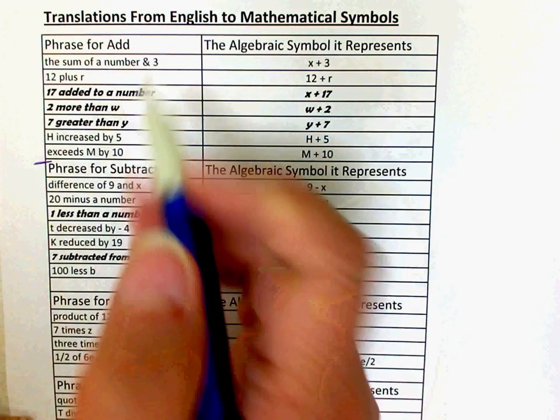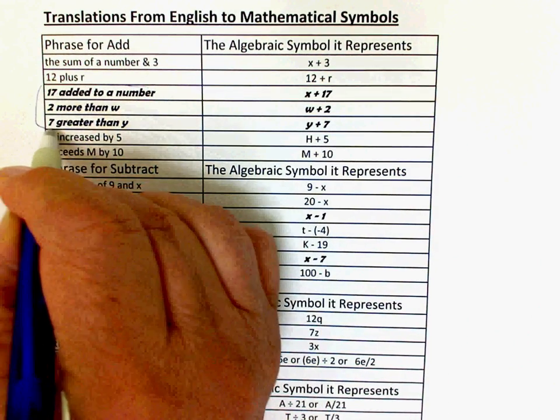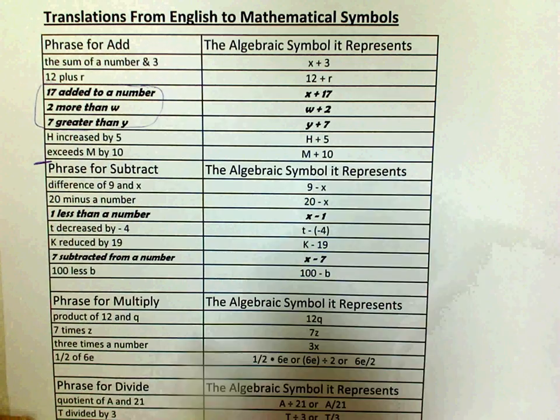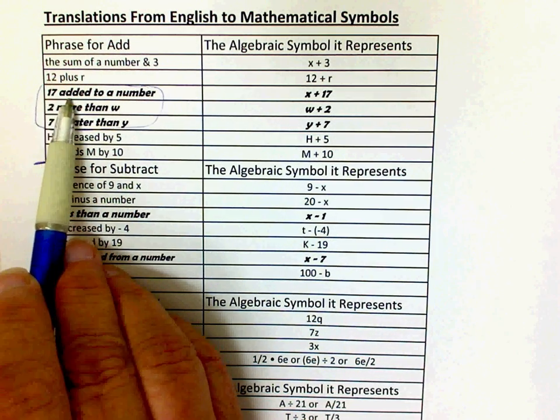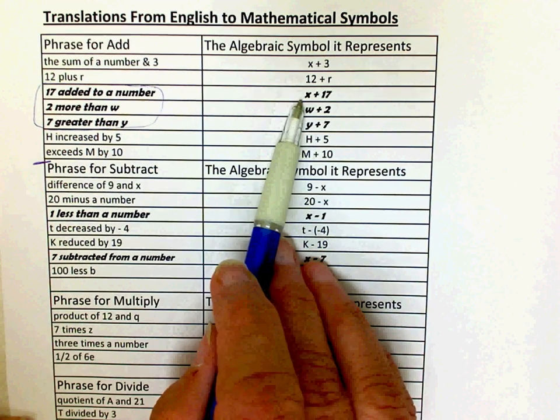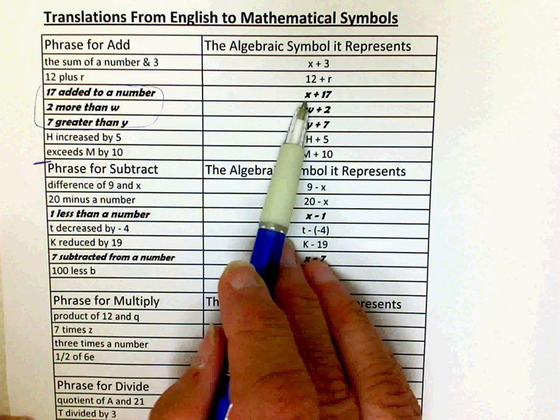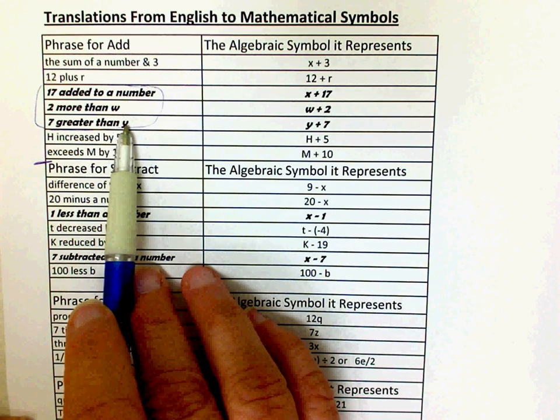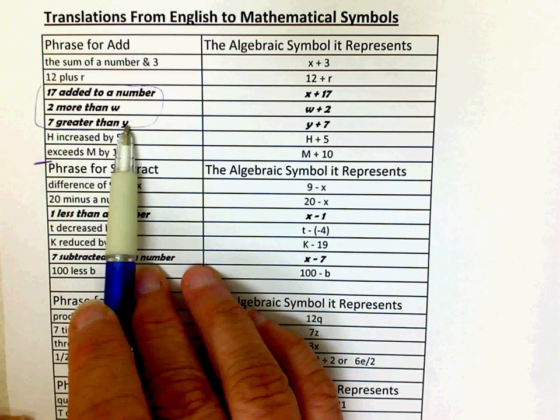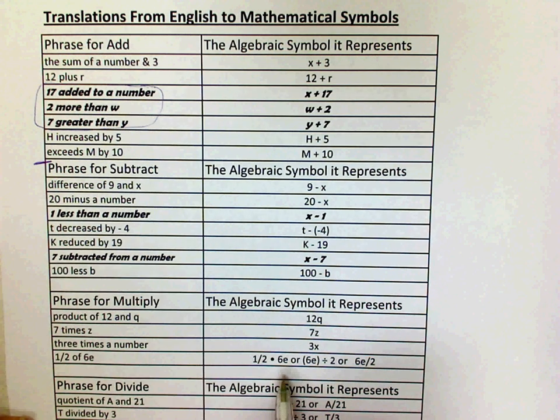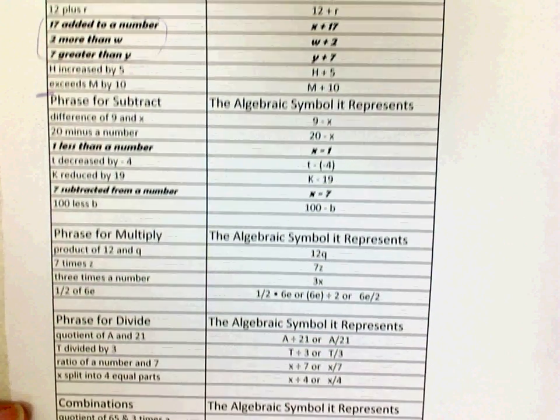Okay, the big fat hairy deal are these 3 that are in bold. Notice it says 17 added to a number. A number came first. It is a big fat hairy deal about these 3 because they have to switch order. Otherwise, with addition it isn't quite so picky, but when you get into subtraction, you will totally get a problem wrong if you don't write it correctly.